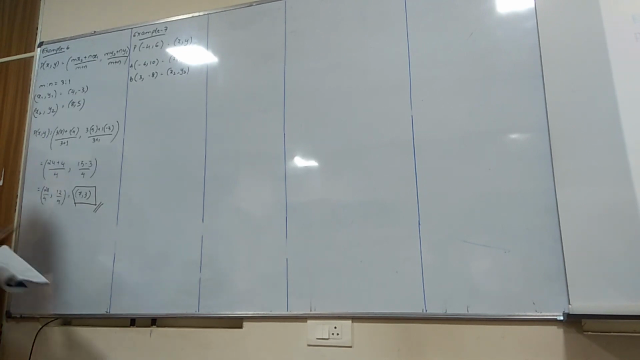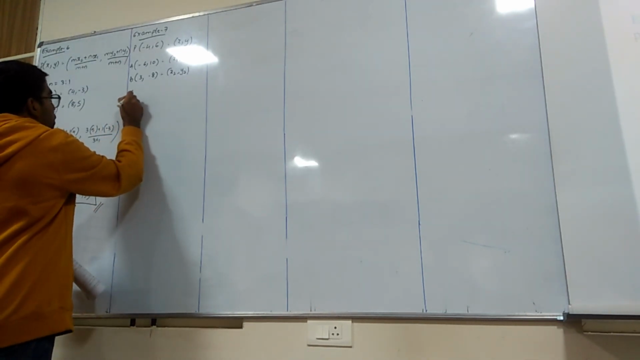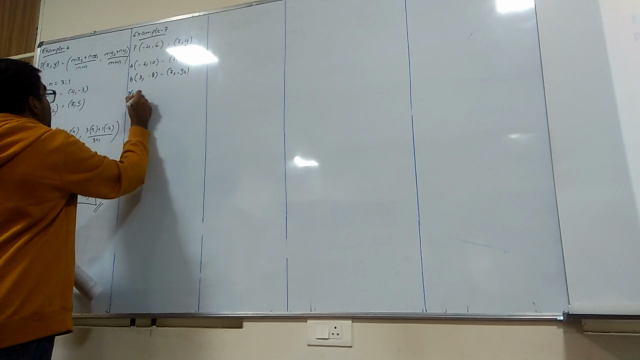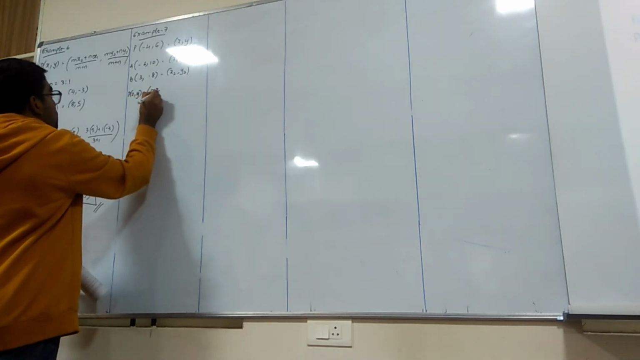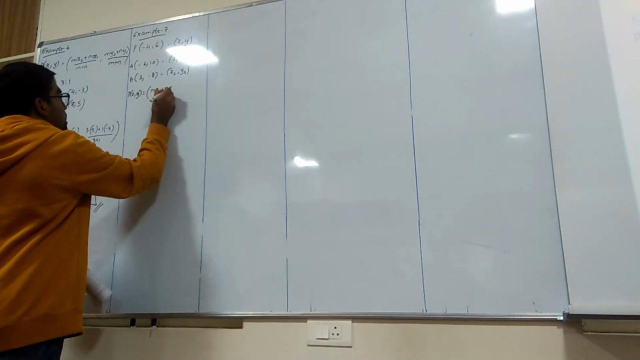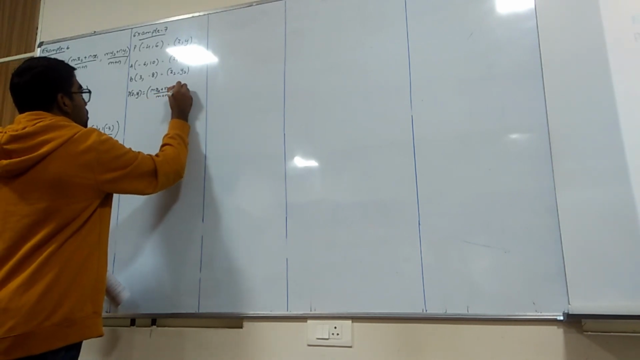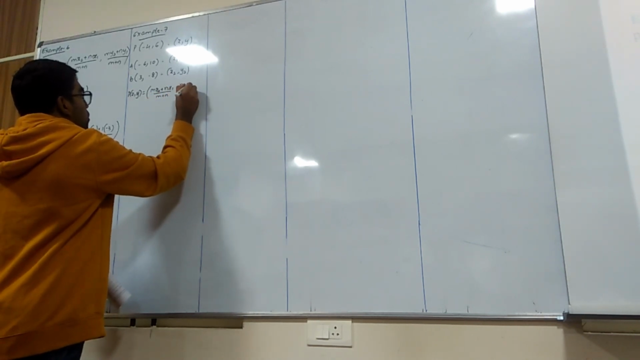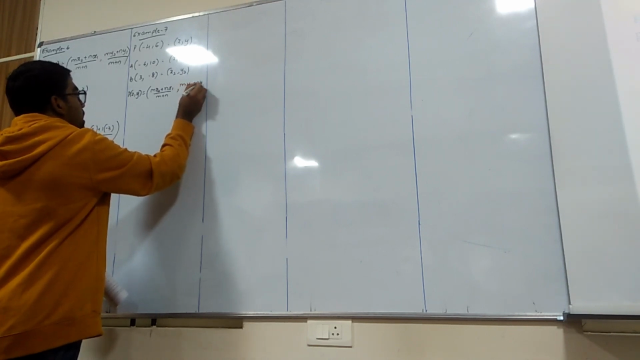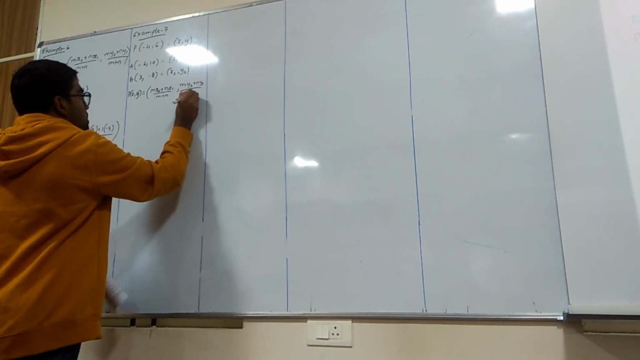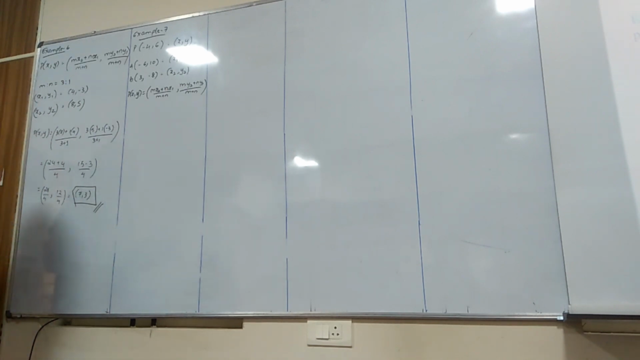Okay, what is the formula? P(x, y) is equal to (mx2 plus nx1) divided by (m plus n), comma (my2 plus ny1) divided by (m plus n). Clear?